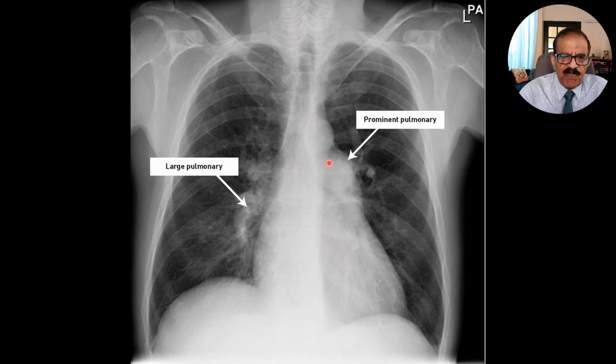In this case, the main pulmonary artery is dilated. So it is very, very prominent. The right pulmonary artery is seen end on here. So this is the right pulmonary artery, a large pulmonary artery. I think maybe the main, yes, it is the right pulmonary artery. So both are dilated. So it may be a case of pulmonary hypertension.